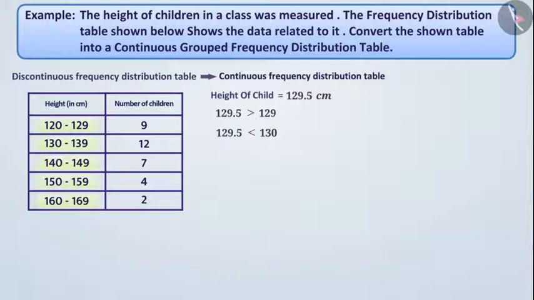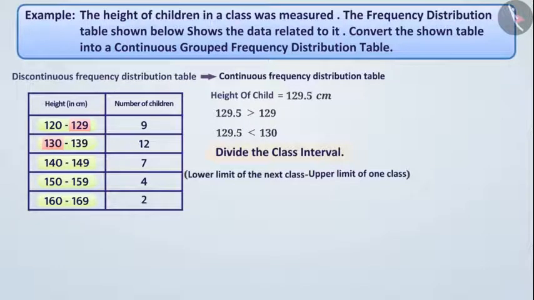To obtain a continuous frequency distribution, we must adjust the class intervals. This will make the upper and lower limits of consecutive intervals equal. For this, we will subtract the upper limit of one class from the lower limit of the next class in consecutive order and divide the result by 2. Like we will subtract the upper class limit 129, which falls on 120 to 129, from the lower class limit 130 of the next class, 130 to 139, and divide the result by 2. This will give us the result as 0.5.